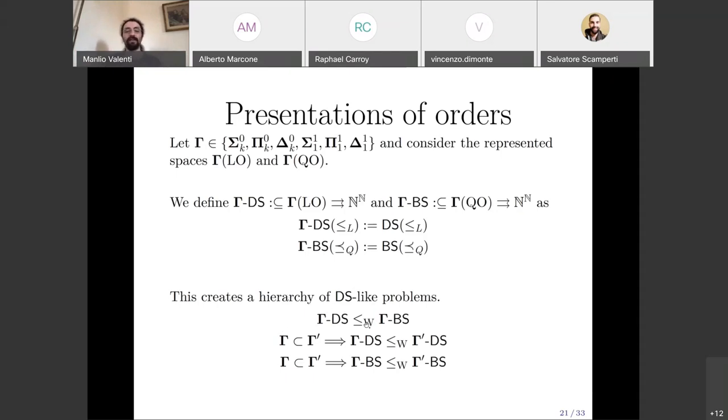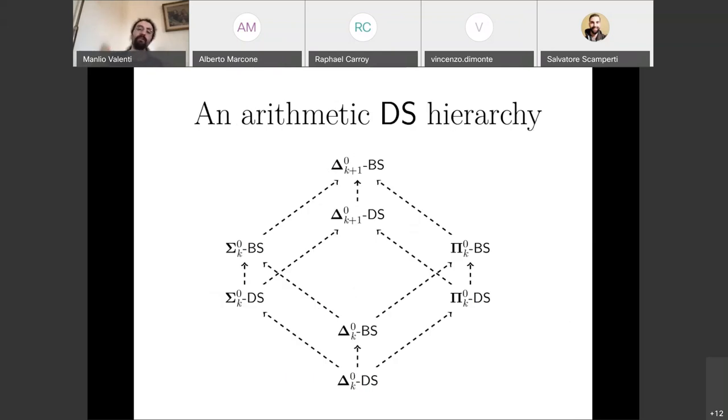If you take gamma subset of gamma prime, in this case it's easy to see that any sigma zero k linear order is actually a delta k plus one linear order, and therefore this reduction is trivial, and so on. But it's not clear what happens in general, among all of them. So this is pretty much a diagram of what I was saying. You have a bunch of new problems and you don't really know what happens between them.